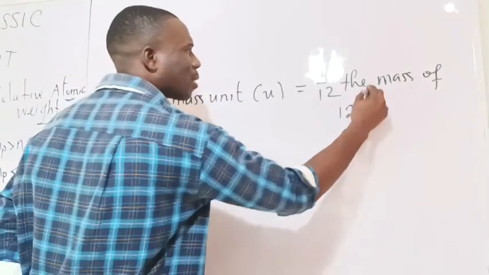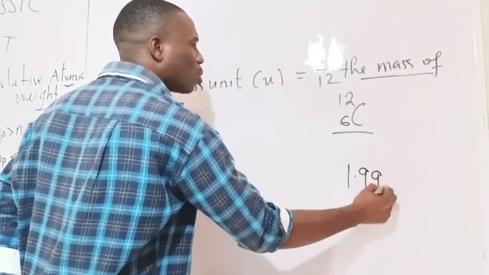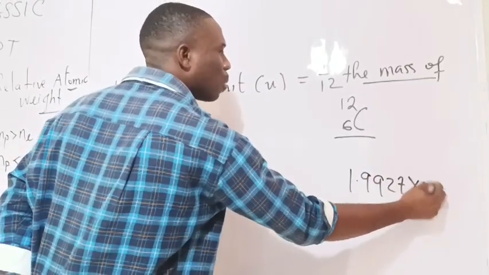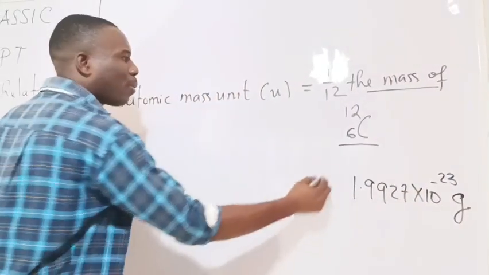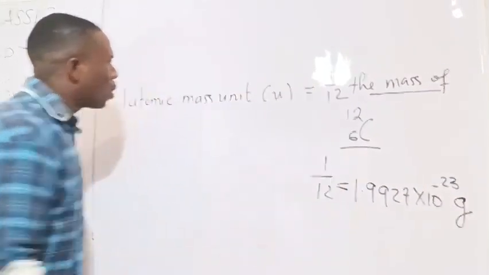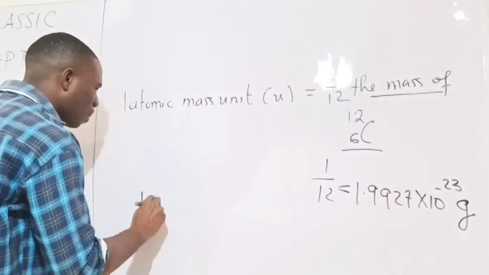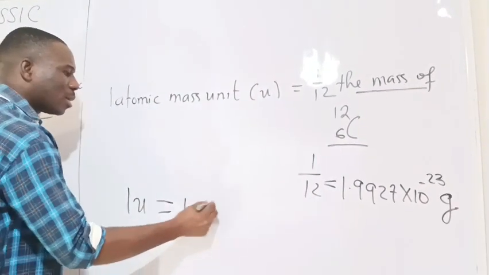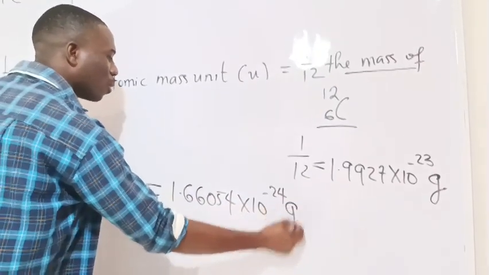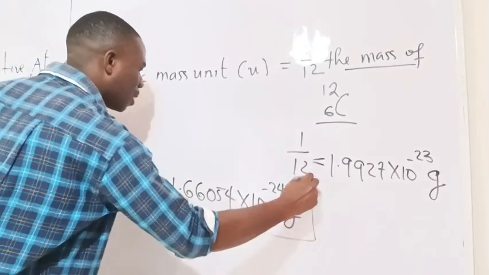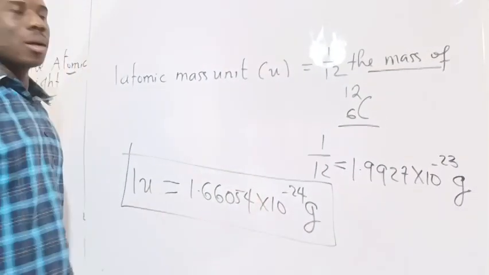Now, what is the mass of carbon-12? It is exactly 1.9927 times 10 raised to the power minus 23 gram. So if you multiply this term by 1/12, it will tell you what one atomic mass unit is in gram. And this is exactly 1.66054 times 10 raised to the power minus 24 gram. This is the equivalent statement of one atomic mass unit in gram.